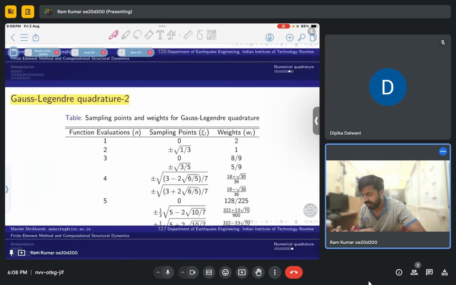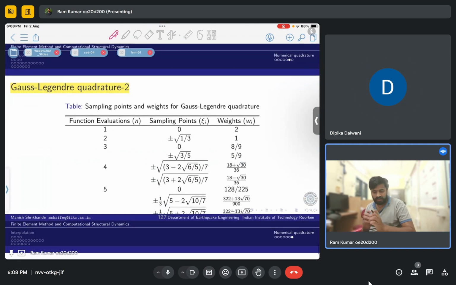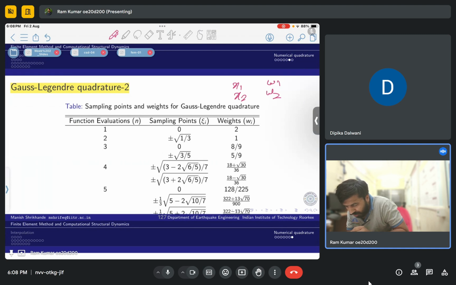So this point. I will go through a little bit of summary. As we discussed, X1 and W1, X2 and W2, these will be our points. If I'm saying the 2-point Gauss-Legendre quadrature rule, it will be like this.